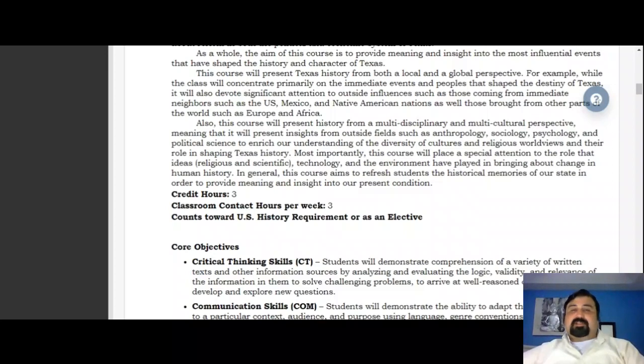Again, this is my perspective. Every professor has a specific, unique perspective. Every perspective is very useful, very valid. My perspective is trying to teach history from a global perspective, in this case. All right.